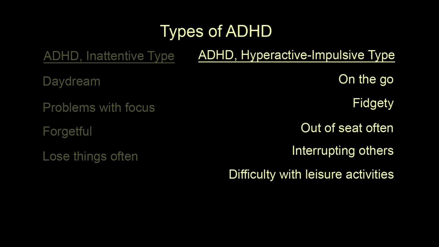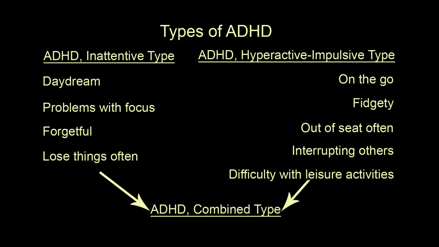The second type of ADHD is ADHD, hyperactive impulsive type. These children are described as being on the go, almost as driven by a motor, fidgety, out of their seat often, problems with interrupting others often, and having difficulty engaging in leisure activities. The third type is called ADHD combined type. This simply means that a child has symptoms present from both the inattention and the hyperactivity categories.